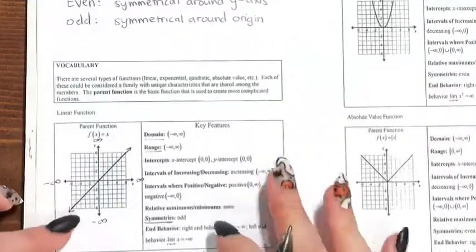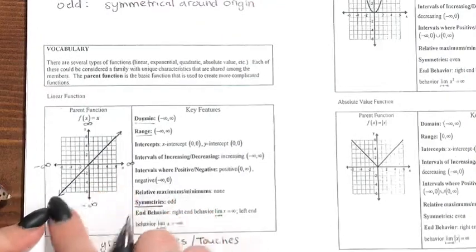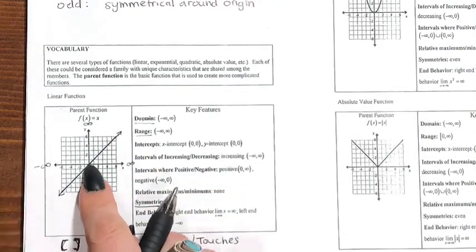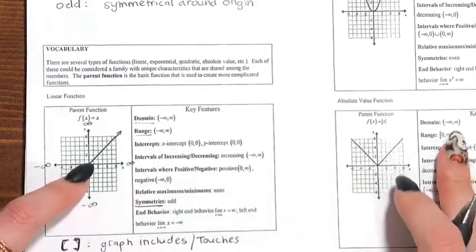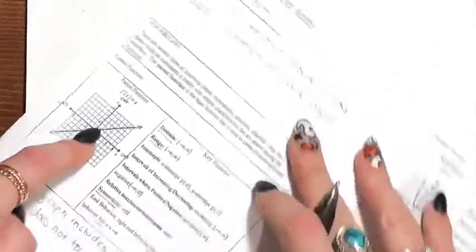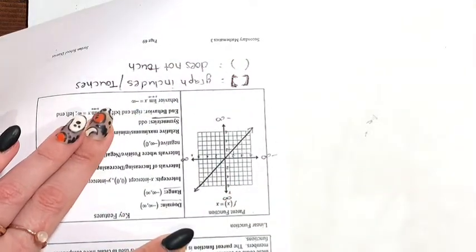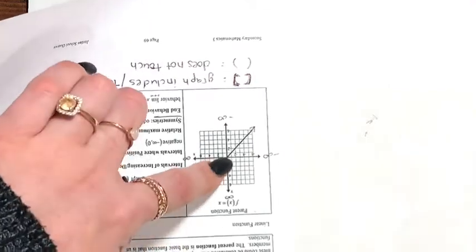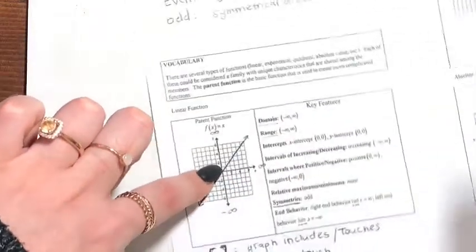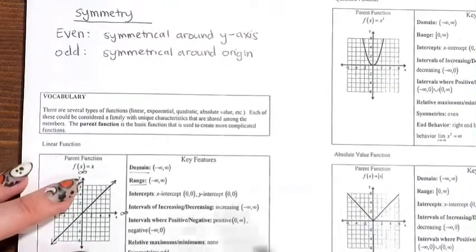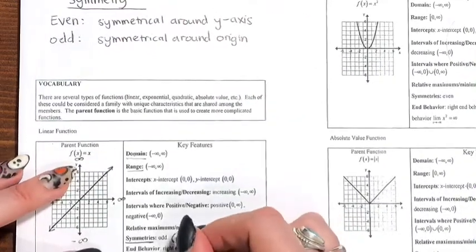So for example, on this one, we have the straight line here. This is an odd one because if I put my finger down and spin my graph upside down, my line looks the exact same as it did before. So it's symmetrical around the origin because we can spin it 180 degrees and it looks the same. So that's going to be odd, or think of that as being around the origin.